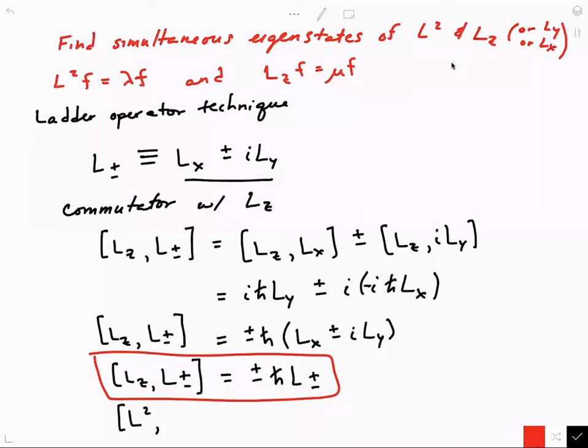Similarly, you can look at what the square of your angular momentum does when applied in different orders with our raising and lowering ladder operator. And you'll see that you get a 0, so that the square of your angular momentum commutes with our raising and lowering ladder operator.